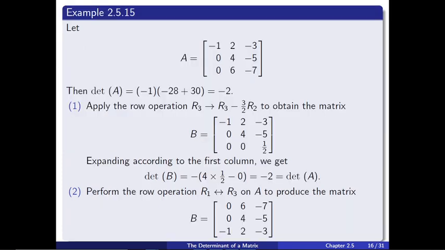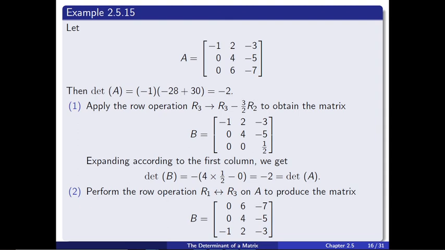Right, so let's illustrate what we have just been told in this theorem with an example, and this is example 2.5.15. So suppose you've got a matrix A like that. Now its determinant, if you expand using the first column, you find out that the determinant is equal to -2, right?